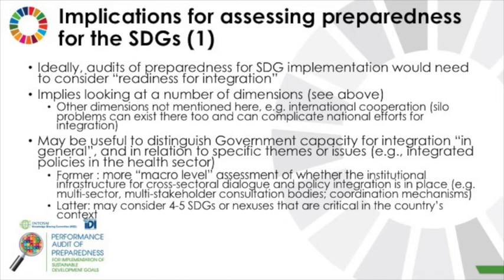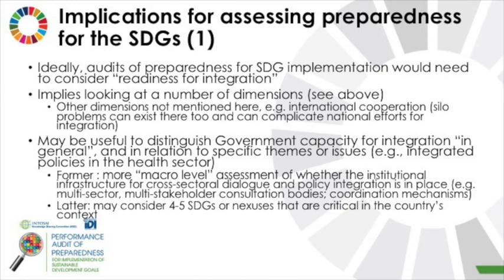In the case of preparedness audits for the SDGs, it may be useful to distinguish two levels of auditing. The first one would be the government capacity for integration in general, in a cross-sectoral way, and this goes to a macro-level assessment, in some sense, of whether the institutional structures are in place for cross-sectoral dialogue and policy integration. And this can encompass, for example, the existence of multi-stakeholder consultation bodies, of coordination mechanisms, etc. The second level would be the capacity for integration in relation to specific issues or themes, for example, for the health sector or for education.